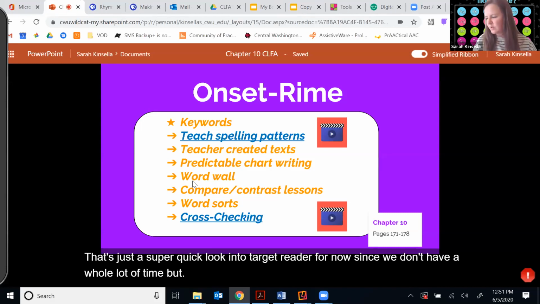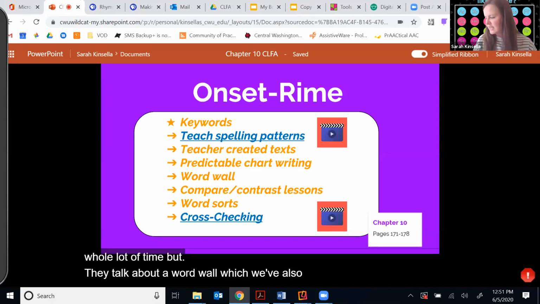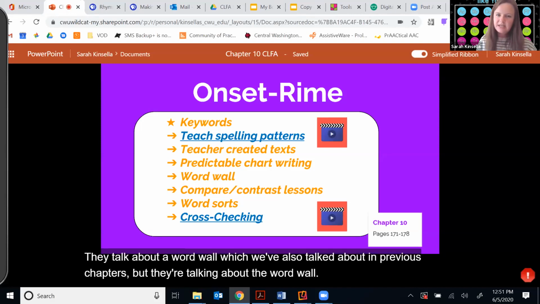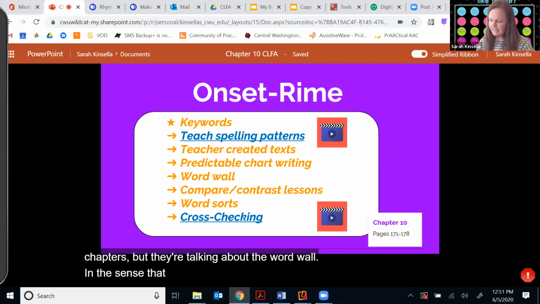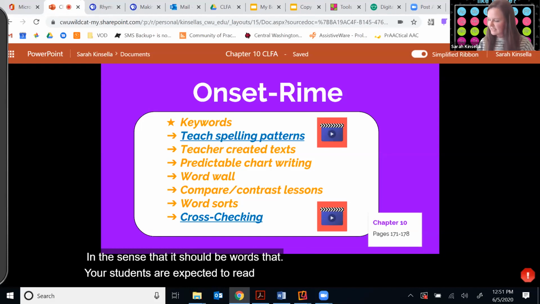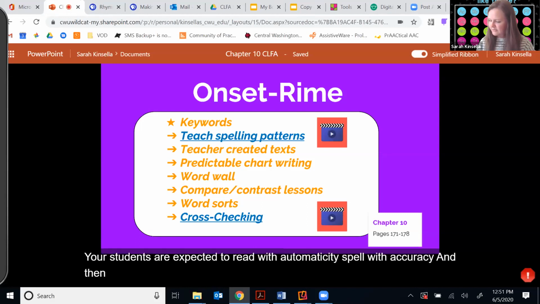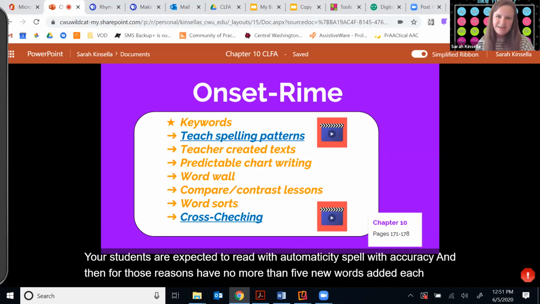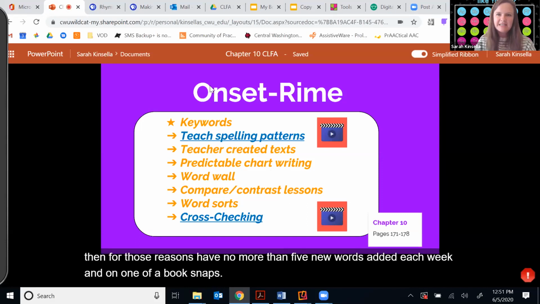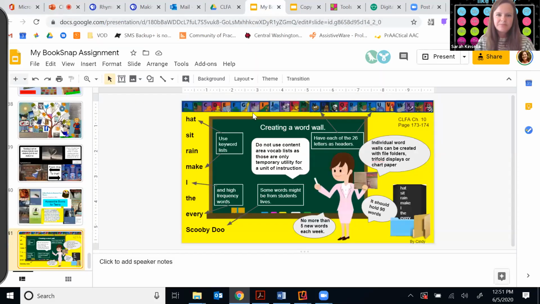But they talk about a word wall, which we've also talked about in previous chapters. They're talking about the word wall in the sense that it should be words that your students are expected to read with automaticity, spell with accuracy, and for those reasons have no more than 5 new words added each week. And on one of the book snaps, I loved, they showed, oh, here it is. They've got their word wall.